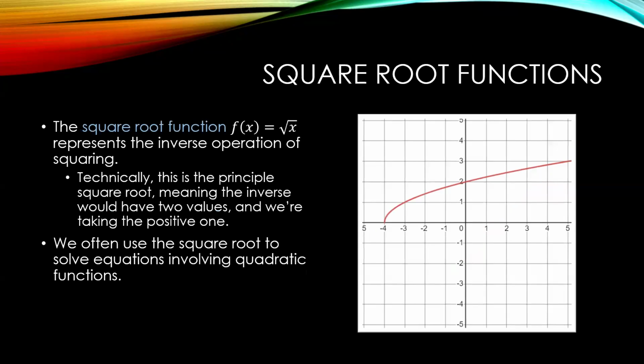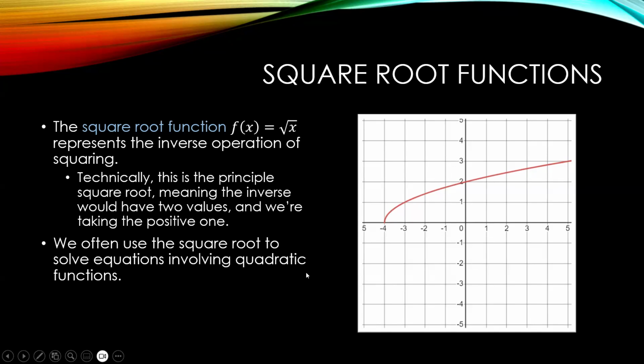Speaking of things that are positive, our square root function. And so f of x is equal to square root of x represents the inverse operation of squaring. Technically, this is the principal square root. And so the principal square root is the positive version of the square root. There is a negative version as well.